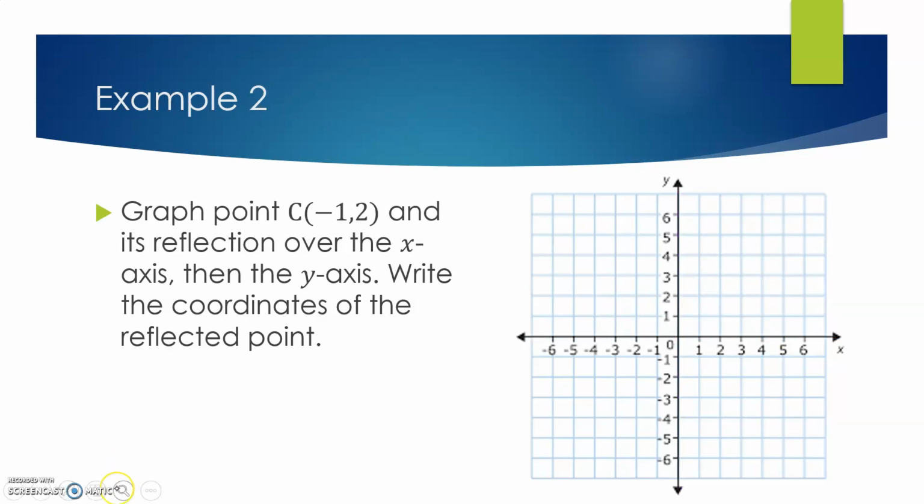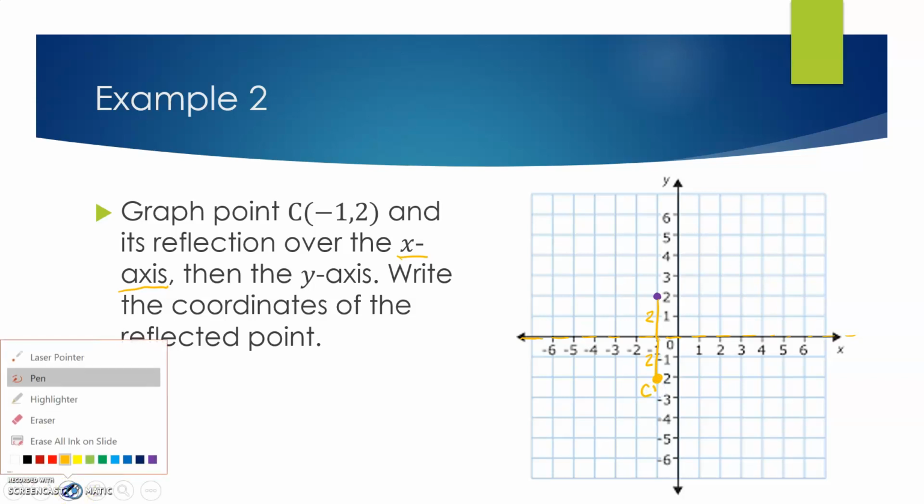So then if I had the point C (-1, 2), if I reflect it across the x-axis, that's this point here. So I'm going to say, okay, how far away from the line of reflection is it? 2 away. So I need to move 2 in the opposite direction. And that's going to go right here. And I'm going to call that C prime.